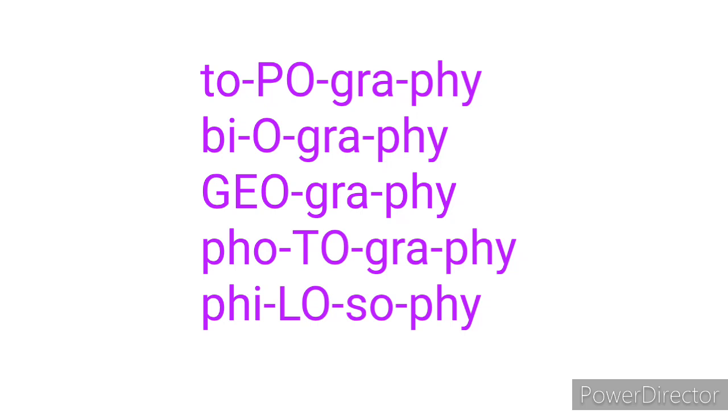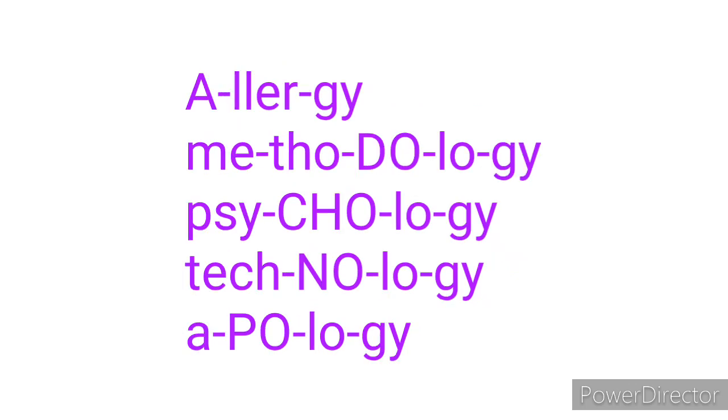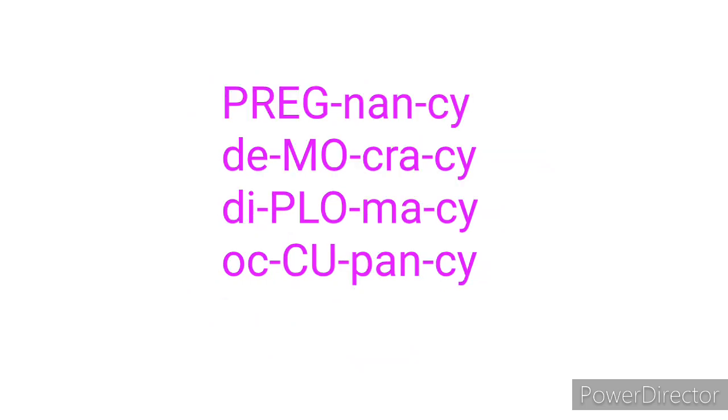Now let's look at words that end in PHY. We have topography, biography, geography, photography, and philosophy. All these words have their stress on the third syllable from the end of the word. Let's look at words that end in GY. We have allergy, methodology, psychology, technology, apology. They all have their stress on the third syllable from the end of the word. You can find more examples of words that have GY at the last syllable. Now, on words that end in CY, we have pregnancy, democracy, diplomacy, occupancy, supremacy, and they should be stressed on the third syllable from the end of the word.